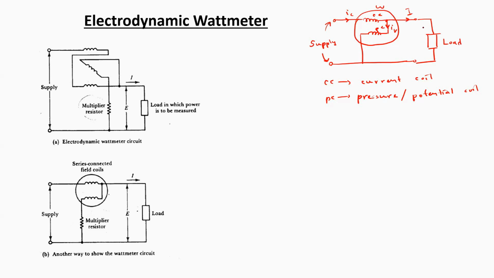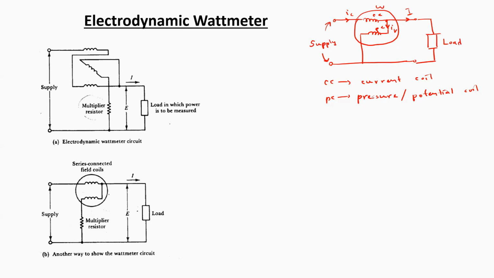In that sense, the current coil is sensing the current that is passing through the load, and the potential coil is sensing the voltage that is present across the load. So in terms of the voltage and the current, the wattmeter can give the proper deflection needed to measure the power in watts.